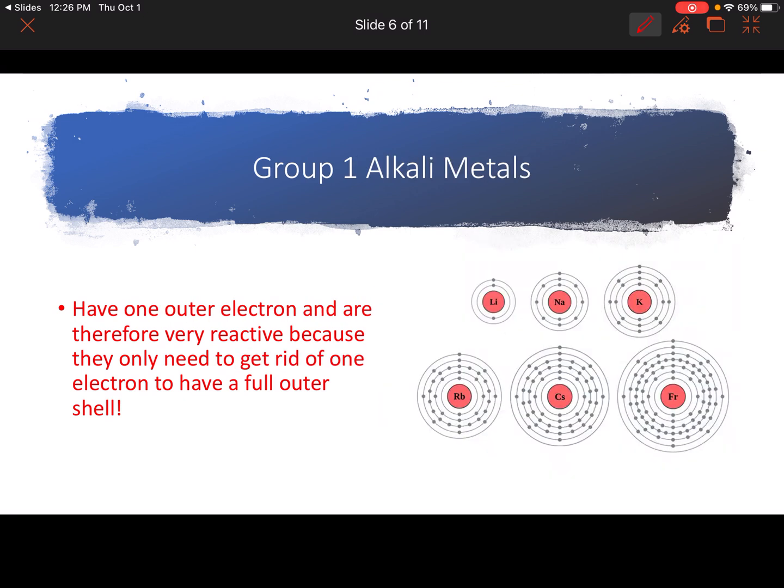Another group we're going to look at are the alkali metals. So again, you can write this down here. They have 1 outer electron and are therefore also very reactive because they only need to get rid of 1 and they've got a full outer shell. So for example, if we just look at sodium here, that's a Bohr model for sodium. If it got rid of that electron, if it donated or gave away one of its electrons, that outer shell would be gone, and you'd end up then with a full outer shell. So then sodium would be happy. And that's true for all of the alkali metals. If they get rid of 1 electron, they end up having full outer shells.